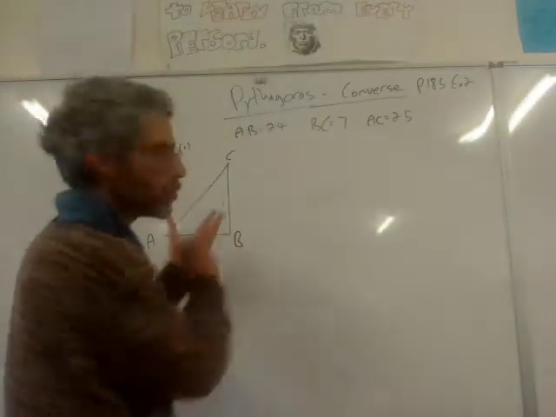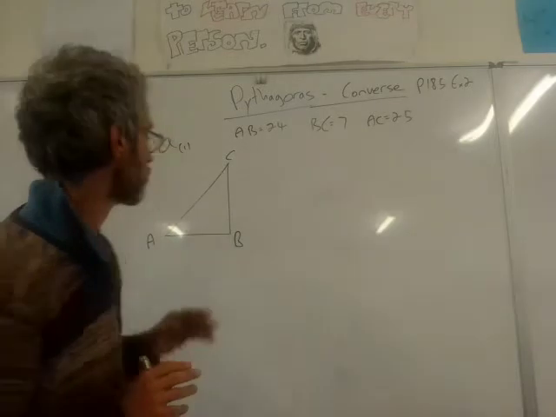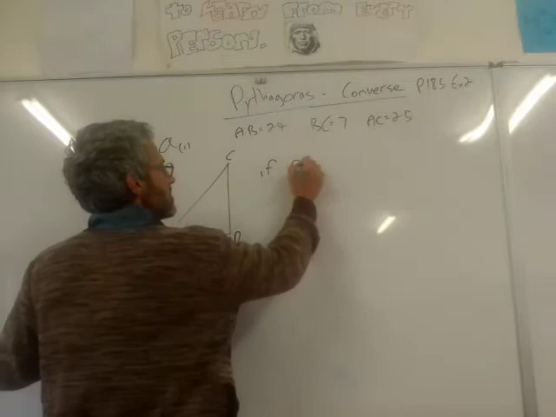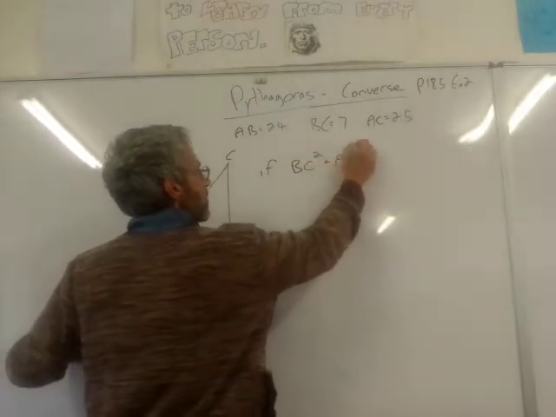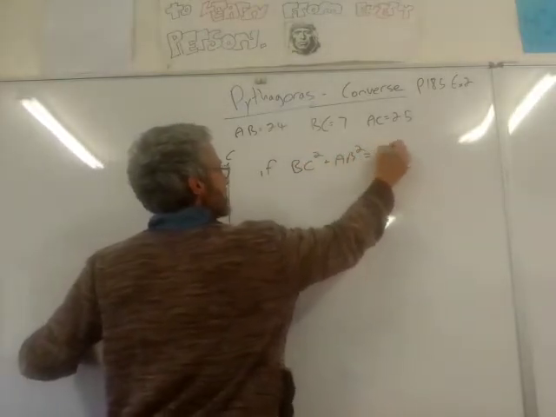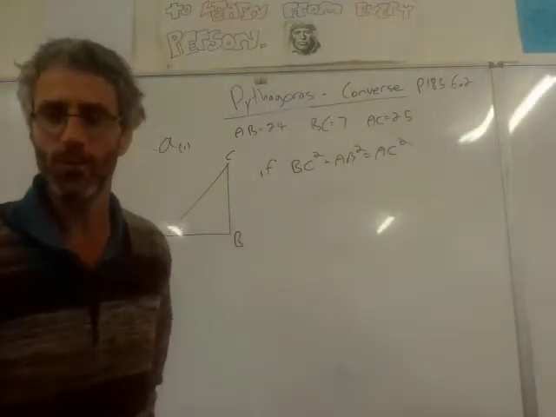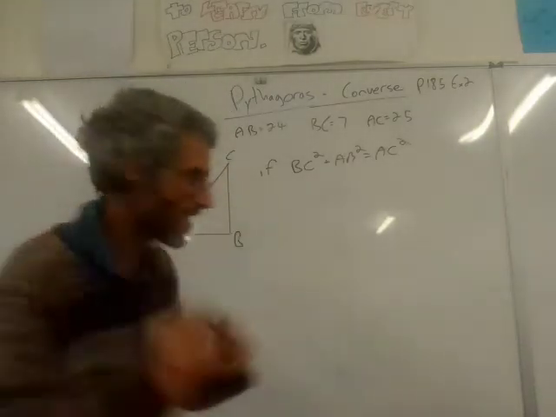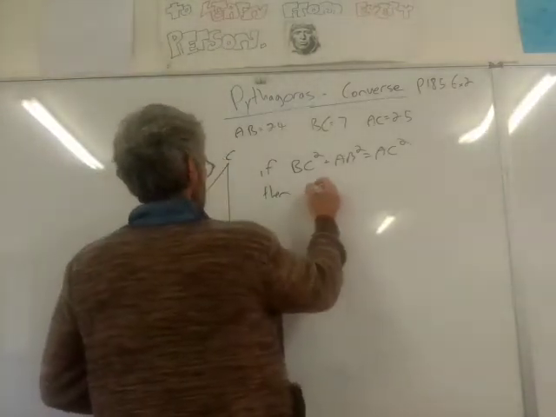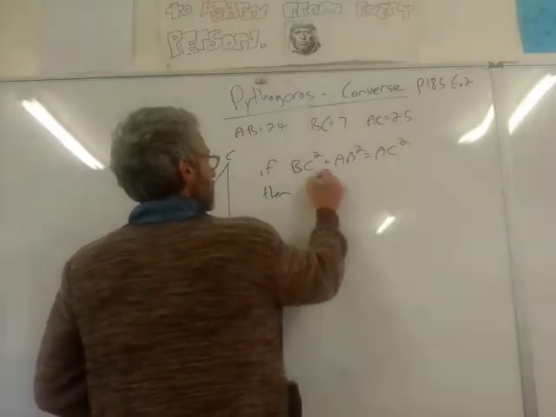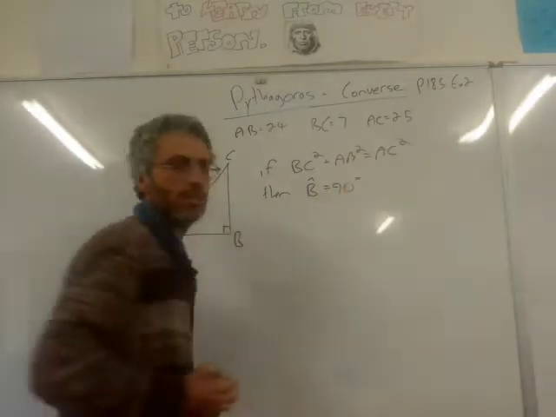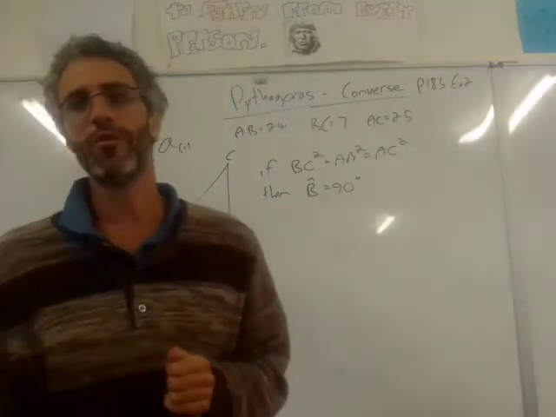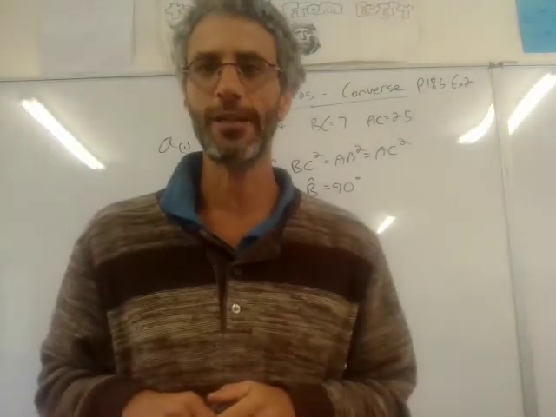Converse tells you that if you've got a triangle, and you don't know that it's a right angle triangle, let's say ABC, and you know that BC squared plus AB squared is equal to AC squared, the sum of the squares of both sides equal to the square of the third side, then angle B is 90 degrees. Okay? So it works the opposite. If the sum of the squares is equal to the square of the third side, boom, right angle triangle.